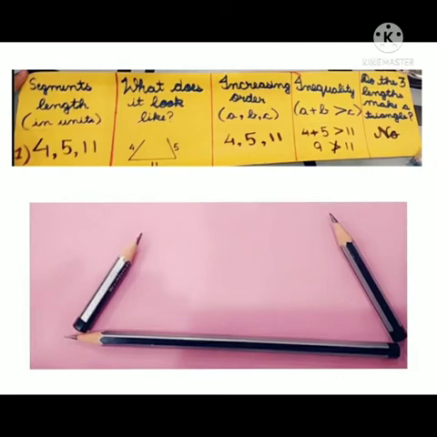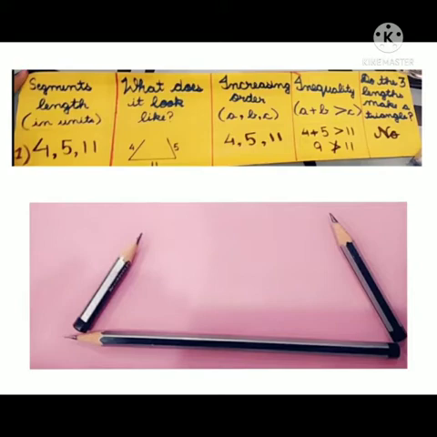First of all, take chart paper or a sheet and write the segment's length, that is in units, and make a line and write what it looks like, and then the increasing order like A, B, C, and then our topic, the inequality theorem. So write the inequality A plus B is greater than C. Then, do the three lengths make a triangle? So we have to perform all these steps and prove that as well.